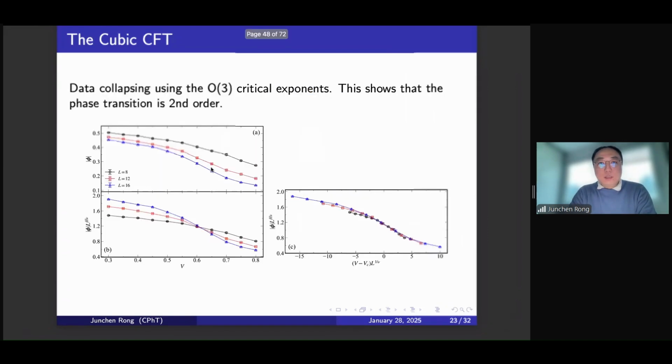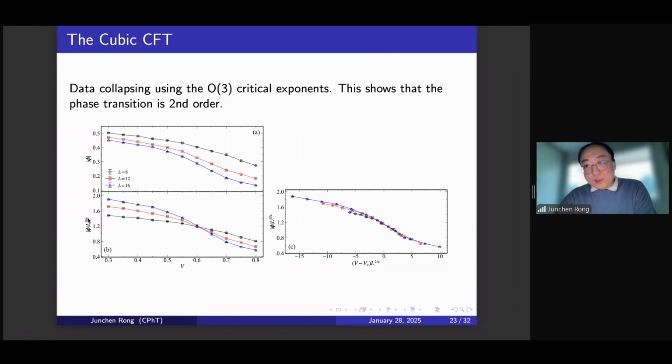Since this is a different audience, let me just explain how we see scaling symmetry in Monte Carlo simulation. You basically measure the value of your order parameter at different couplings, and then you use your critical exponent to try to rescale this data. The first rescaling is you rescale this phi by the lattice size with respect to beta over nu.